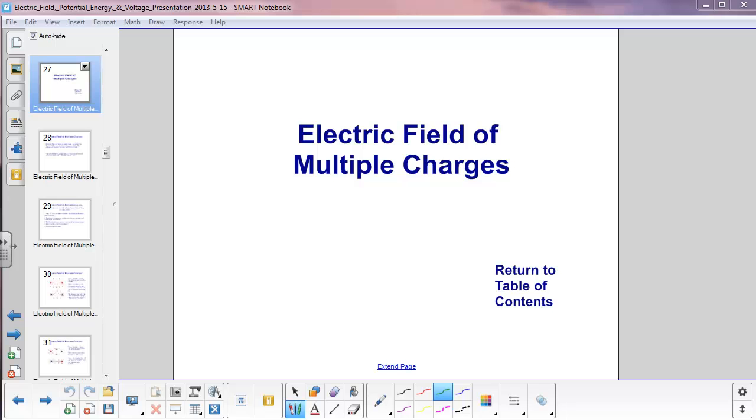We've discussed how an electric field originates from a single charge. We are now ready to talk about the situation where there are multiple charges, because frankly, nature is rarely that simple that you only have to deal with one charge.